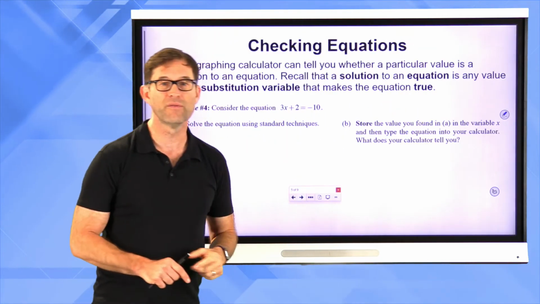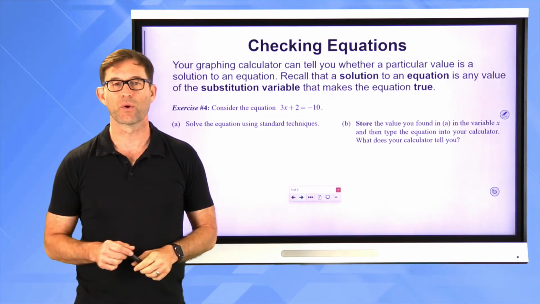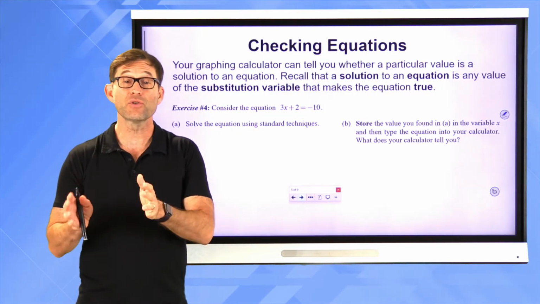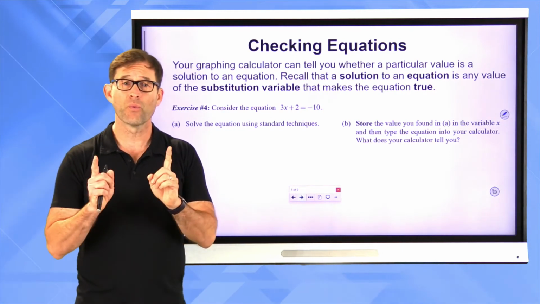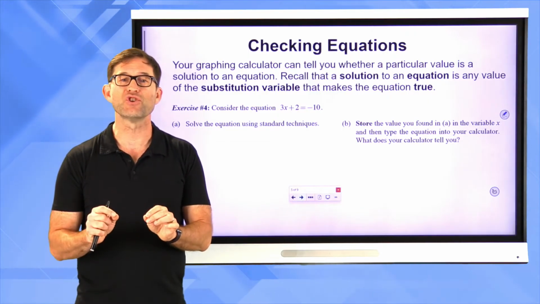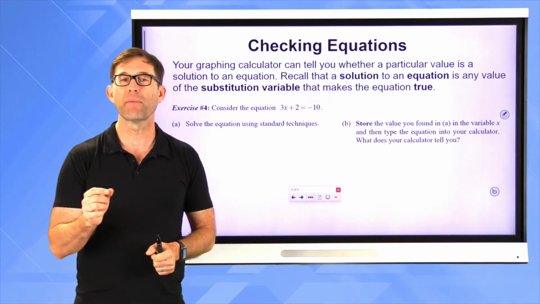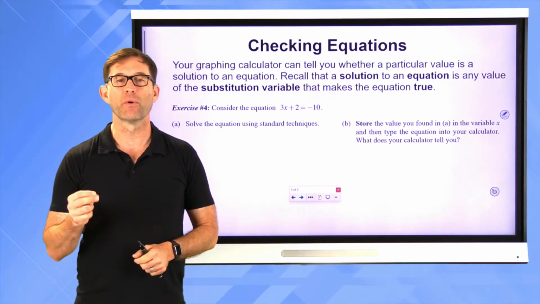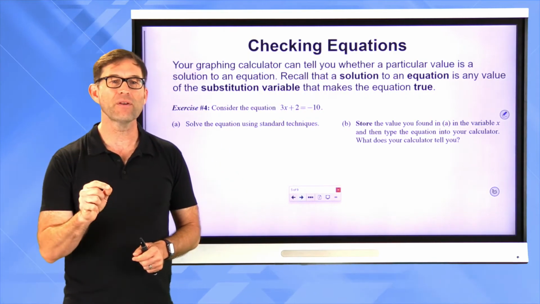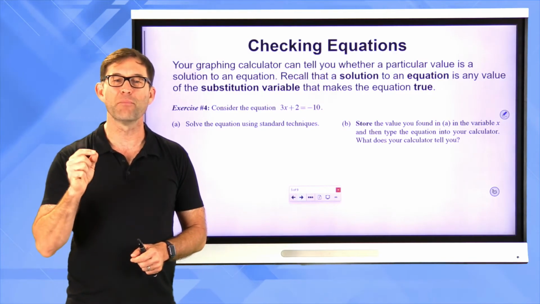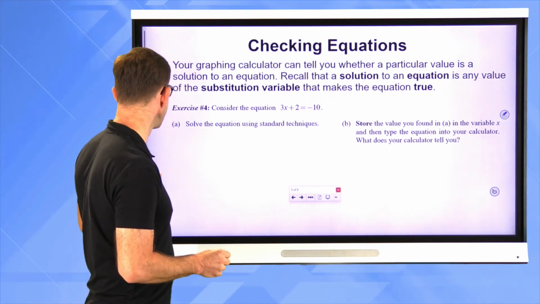All right, let's keep moving. Now, let's talk about how we can use the calculator to check solutions to an equation. Your graphing calculator can literally tell you whether a particular value is a solution to an equation. Recall, though, that a solution to an equation is any value of the substitution variable that makes the equation true. We talked about this a lot in the last lesson when we reviewed how to solve linear equations. So let's see how we can have the calculator tell us whether or not a particular value is a solution to an equation. Let's go with exercise number 4.